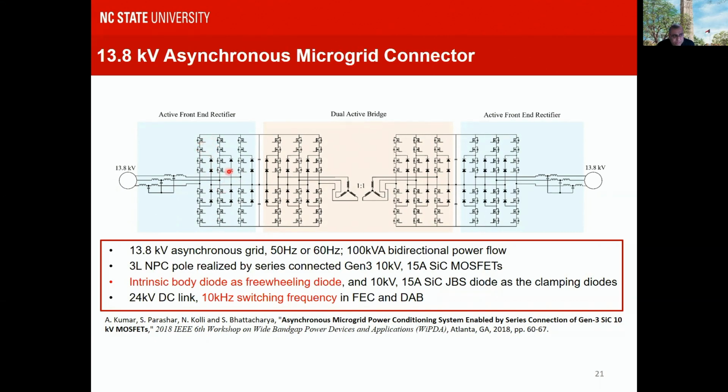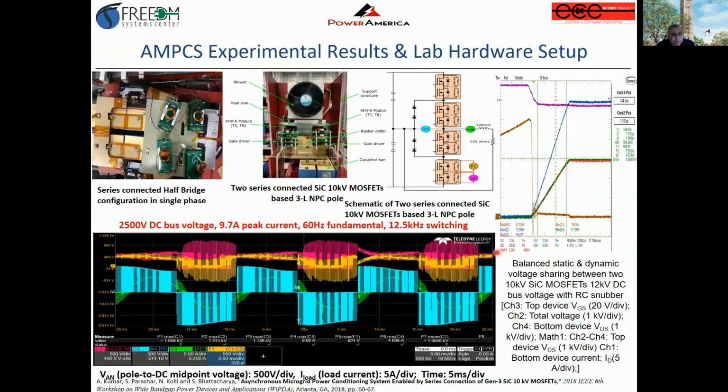So each pole is a 3-level. Again, we have an AFEC, which is switching at 10 to 12 kilohertz. We have a DC to DC dual active bridge 3-phase converter, which is now switching at 20 kilohertz. And again, AFEC on this other side, or an inverter. So we have actually implemented this entire system in the lab.